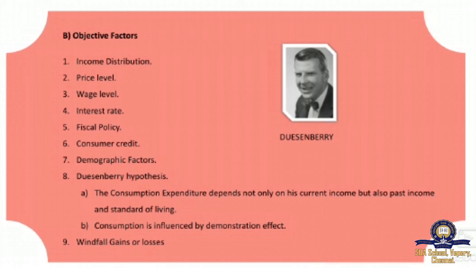Third one is wage level. Wage level means there is a positive relationship between wages and consumption. When wages increase, consumption will also increase. Wage means a person is earning money by rendering service, the labor earning wages. So when wages increase, the consumption will also increase. When wages decrease, definitely the consumption level will also be lesser.